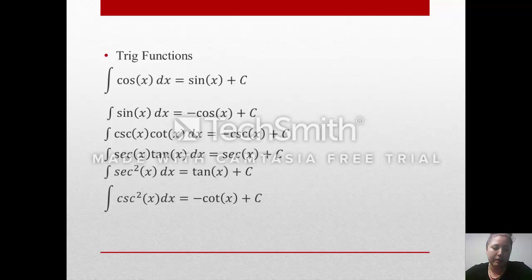Then if you take the antiderivative of cosecant times cotangent, it equals negative cosecant. If you take the antiderivative of secant times tangent, it equals secant. If you take the antiderivative of secant squared, you get tangent. If you take the antiderivative of cosecant squared, you get negative cotangent. Now all of these are plus C because we don't have an initial condition, and these are indefinite integrals because you don't have an a to a b.